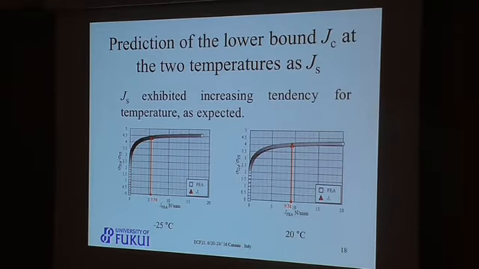By using this method, the values of JS were obtained as 5.5 and 9.3 Newton per millimeter for these temperatures respectively. The tendency that JS increases with increasing temperature was observed as expected.